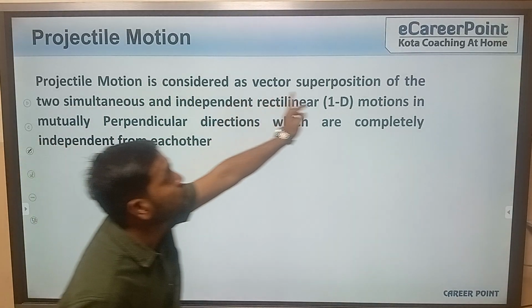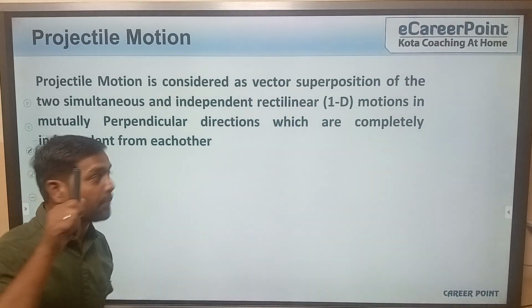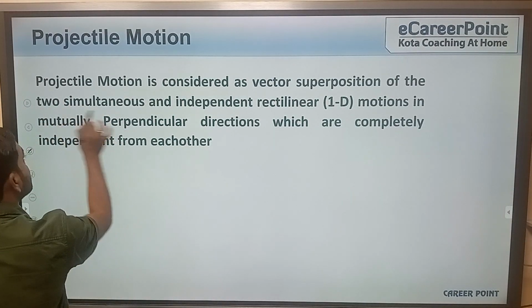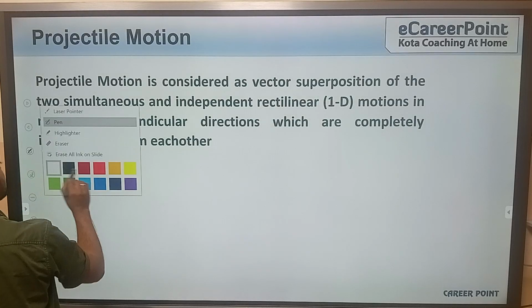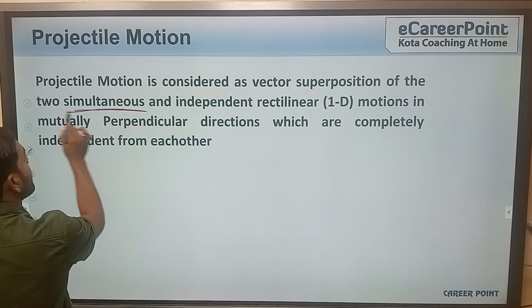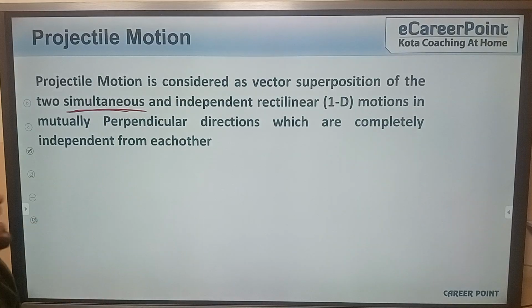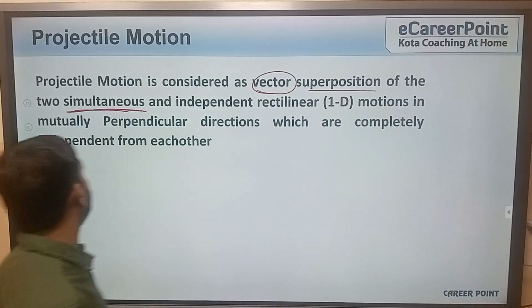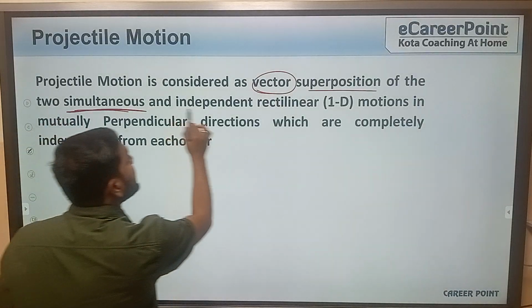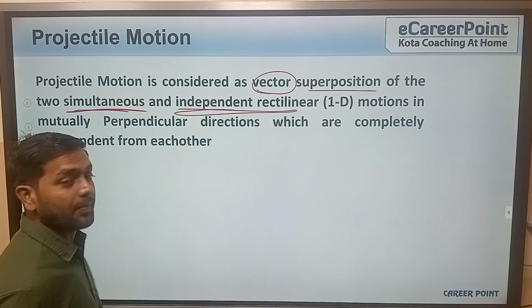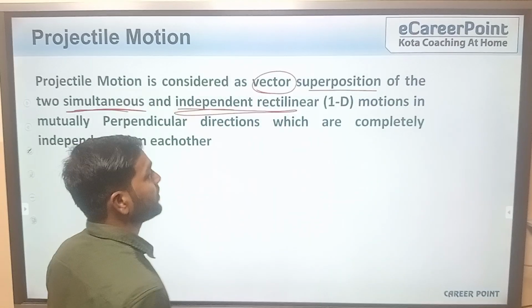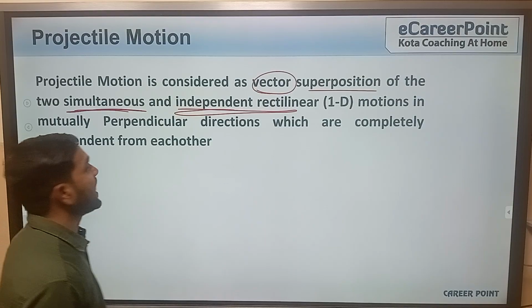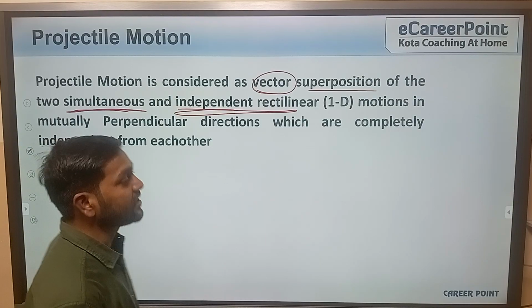considered as a vector superposition of two simultaneous and independent rectilinear motions. That means one-dimensional motion, right? In mutually perpendicular directions, which are completely independent from each other.